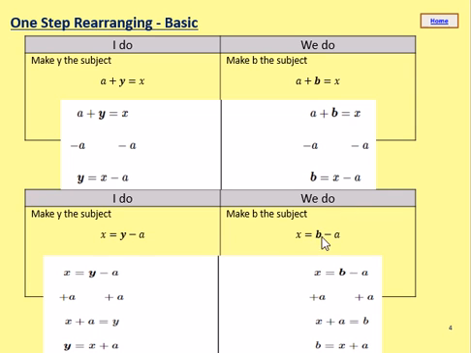For the bottom one, again, making b the subject, I want b on its own. So I'll get rid of this take away a. So I'm going to add a to both sides. So I get x add a equals b. Or b equals x add a. B is now the subject. Please be ready to move on. You should have marked that in green pen.